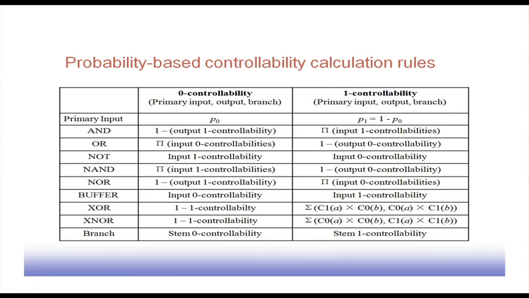Now, for the XOR gate, if the output has to be 1, then input A has to be 1 and B has to be 0, or A has to be 0 and B has to be 1. These two case probabilities are summed up, and that gives me the 1 controllability, and 1 minus this gives us the 0 controllability. Similarly, we have XNOR.